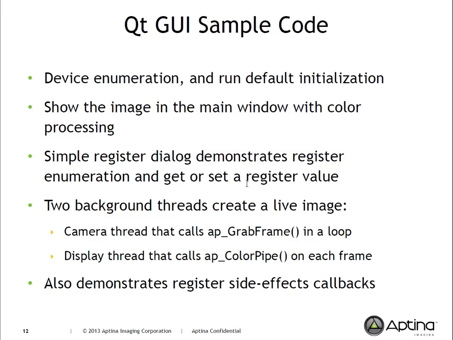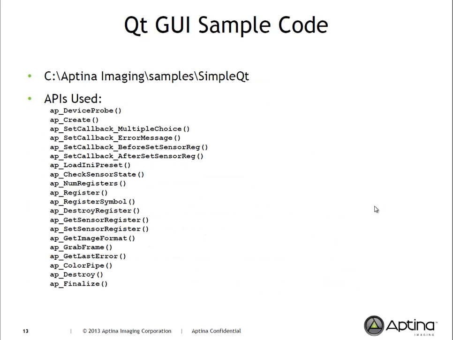It does a simple register dialog, demonstrates register enumeration and a get or set of a register value. And 2 background threads are created to create that live image. There's a camera thread that does the grab frame and another camera thread that does the color pipe. And it demonstrates also register side effects callback. And here's a list of the APIs used with that. And again, that's where you can find that sample, under the Simple Qt folder.